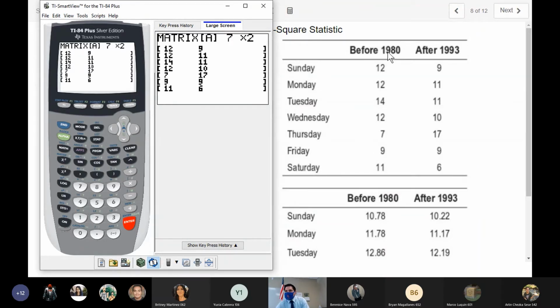So it's everything from this top table. It needs to be a 7 by 2 matrix, and fill it in exactly the way it looks: 12, 9, 12, 11, 14, 11. It should match the order in which that table is set up. Okay.